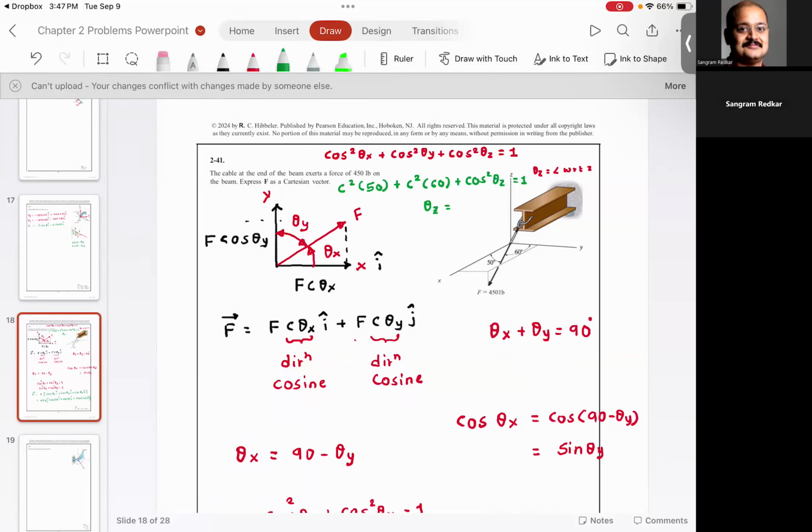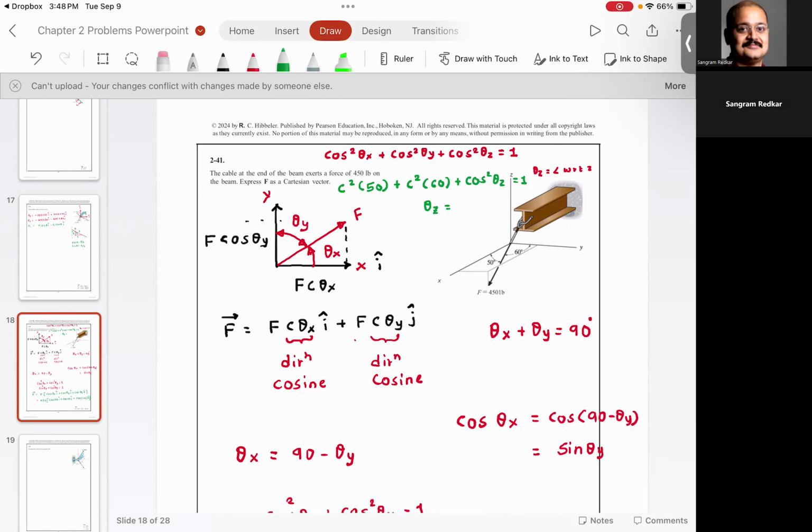To find theta z, you need to look from the side, either this side or that side. You won't be able to find theta z looking from the top. You need to see theta z from the side. However, since it's a triad system, the direction cosines, cosine square theta x plus cosine square theta y plus cosine square theta z, have to be equal to 1.